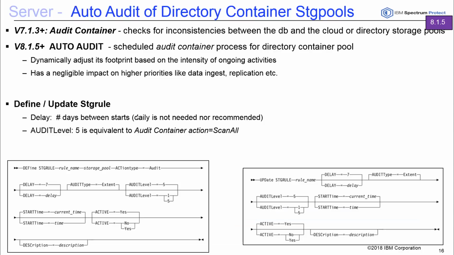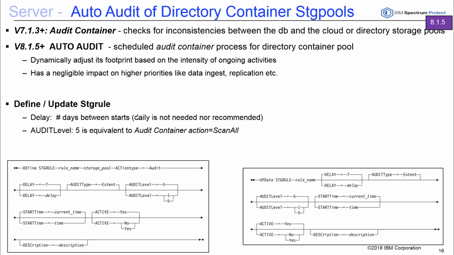Okay, another updated process we have is an auto audit of a directory container storage pool. Audit container was originally introduced in version 7.1.3, and at that point the audit container checked for inconsistencies between the database and the cloud or directory storage pools. In version 8.1.5, we can now schedule that audit container process to run for a directory container pool.